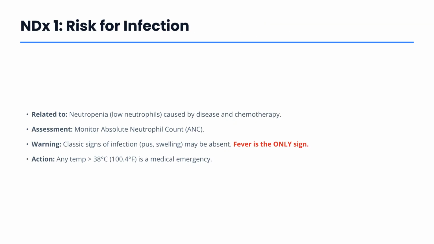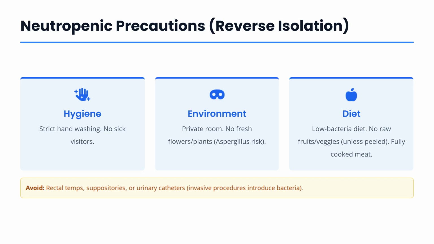Nursing diagnosis 1 is risk for infection related to neutropenia. Nurses must monitor the absolute neutrophil count. A key warning is that fever, a temperature above 38 degrees Celsius, is often the only sign of infection and is a medical emergency. Neutropenic precautions, or reverse isolation, are critical.